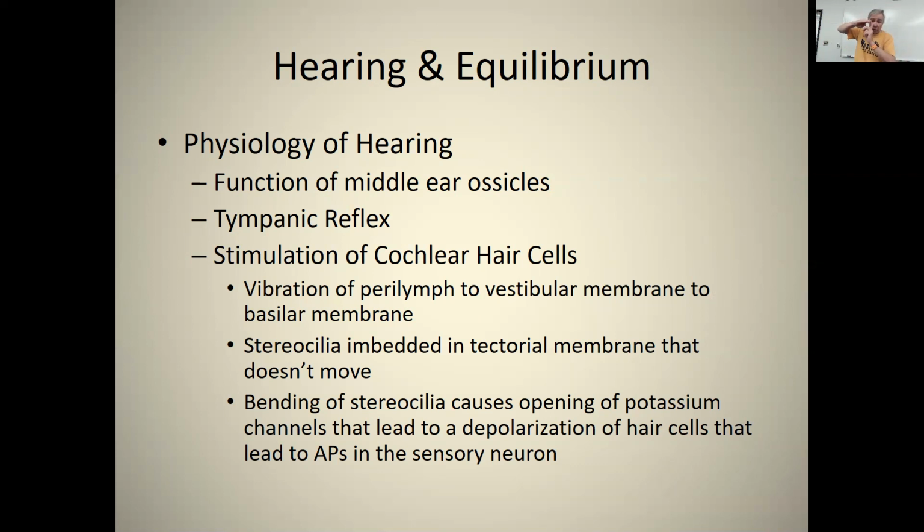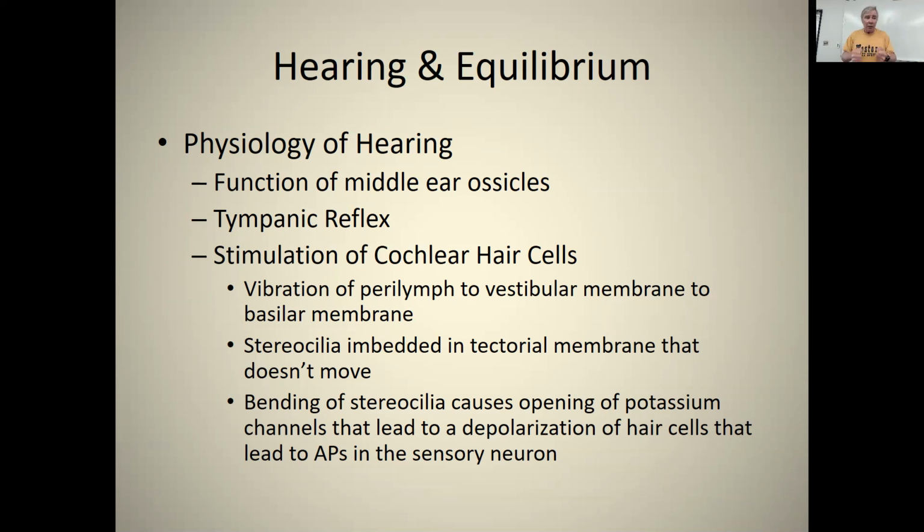And the stereocilia are stuck in this membrane. So as the basilar membrane moves up and down, the stereocilia are bent like this. And at the base are potassium ion channels that open up and cause potassium to rush into the cell and depolarize the cell and cause a receptor potential. So hair cells are mechanoreceptors.